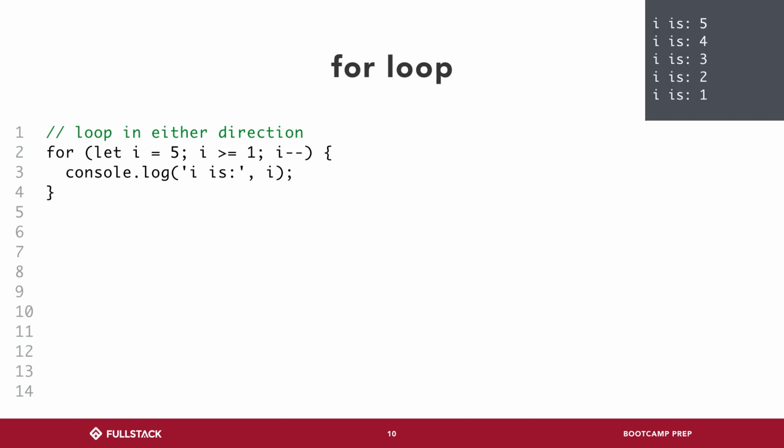And over here, we have an example of how to loop backwards. We're now starting the number at 5, and we're saying we want to continue while that number is greater than or equal to 1. And after we do some work, we want to decrement the number.